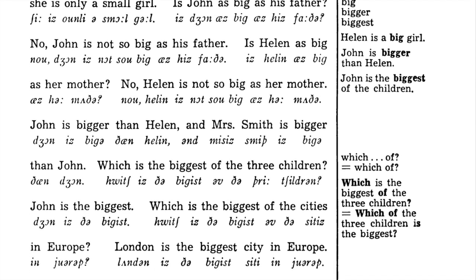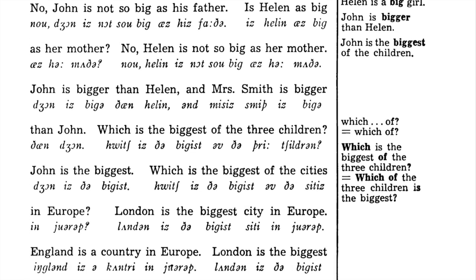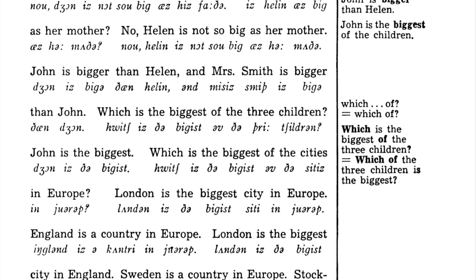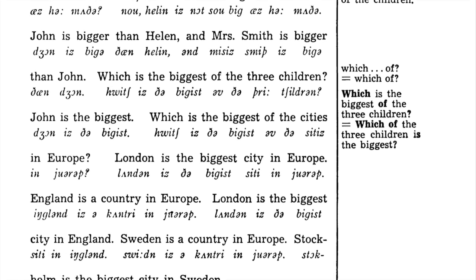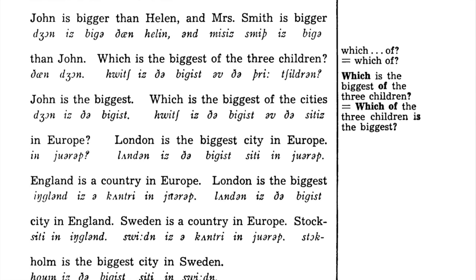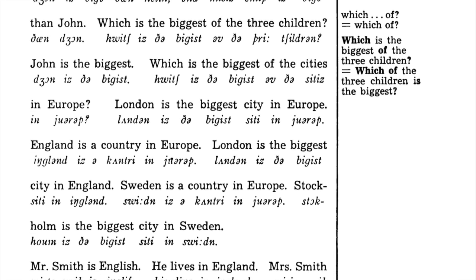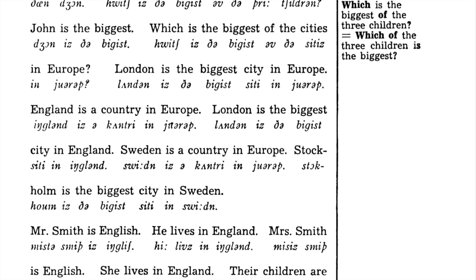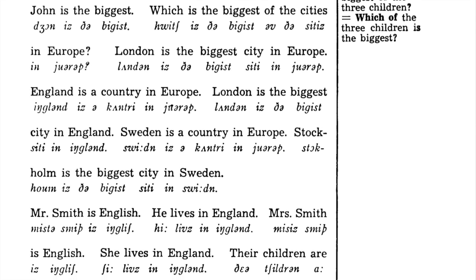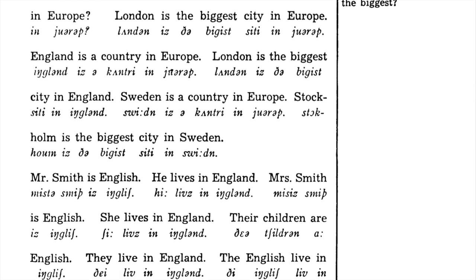John is bigger than Helen, and Mrs. Smith is bigger than John. Which is the biggest of the 3 children? John is the biggest. Which is the biggest of the cities in Europe? London is the biggest city in Europe. England is a country in Europe. London is the biggest city in England. Sweden is a country in Europe. Stockholm is the biggest city in Sweden.